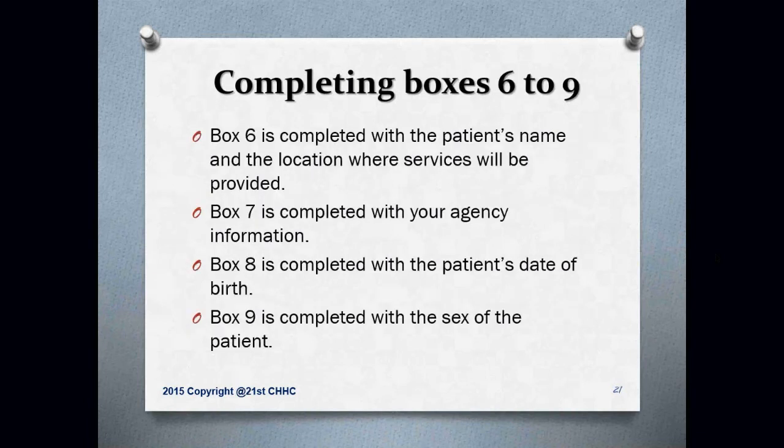Box 6 to 9. Box 6 is the patient's name and the location where services will be provided. Again, reminder, this has to be the patient's place of residence. So it's either their home, their daughter's home. It might be an ALF. It may be a group home, it may be a boarding home, but again, wherever those services are going to be provided. Box 7 is your agency information. It's not your nurse's information, but it's your agency name and address.